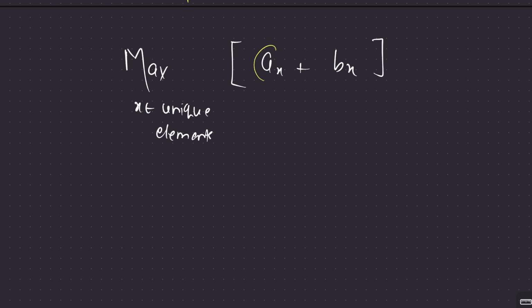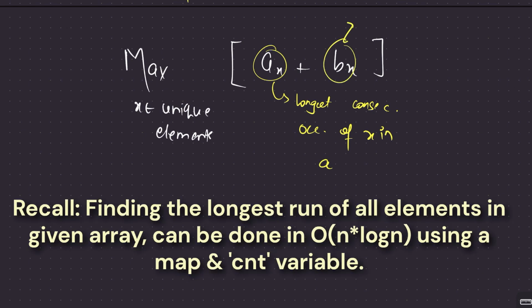So our answer basically, what is the longest run of same elements? It is the maximum over X, where X belongs to all the unique elements, of AX plus BX. Now I'll define AX plus BX. So what is this AX? This AX is the longest consecutive occurrence of X in A. And this BX is the longest consecutive occurrence of X in B, right? Fine. So that's our approach.